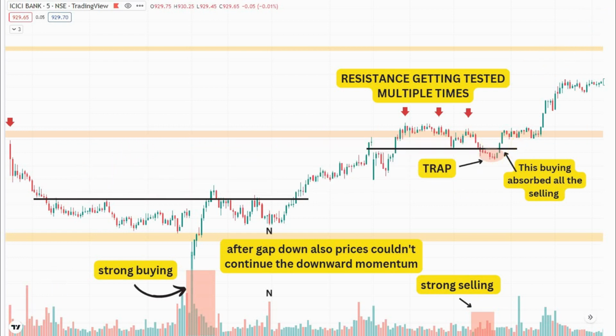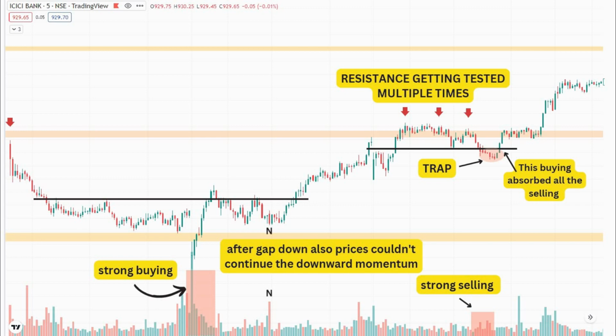So in today's video we will discuss market traps and how to use them to our advantage for potential low risk high reward trading setups. Okay, so let's start. So here is the first example. We will look at 4 to 5 examples.